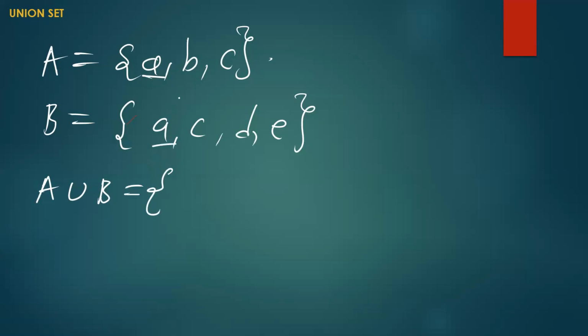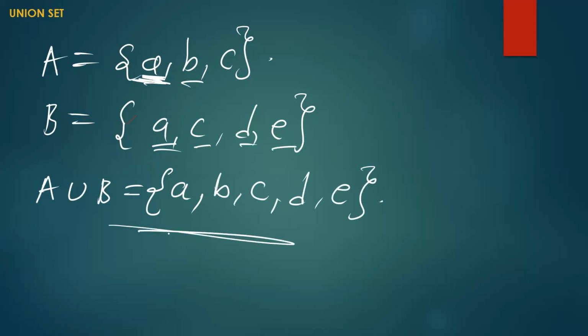So if a letter is appearing 2 times in the sets, you just write it once, and then you have B there, you write your B, you have C there, you write your C, you have D there, you write D, and you also have E, you write E. So this is our A union B. So A union B, or the union set, is simply the combination of 2 sets, the addition of 2 sets.